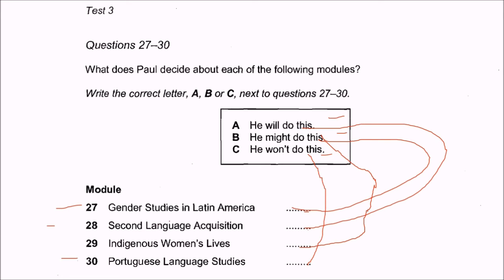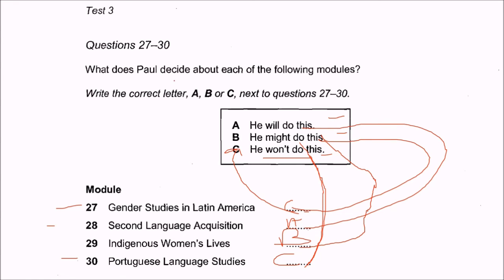27 was general or gender studies in Latin America. And for this, 27, it was he won't do this. So he will not do this. 27 would be C. The second language, that is second language acquisition, 28, and he will do this. That is A. That is what I pointed. And indigenous women lives, 29. That was actually 29, and he might do this. So we'll write B here. And Portuguese language studies. For this, again, he won't do this. This is what I pointed. So he won't do this. This is C. So this is how we answer.